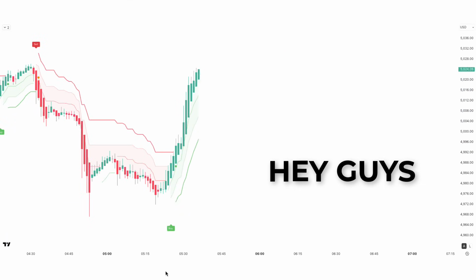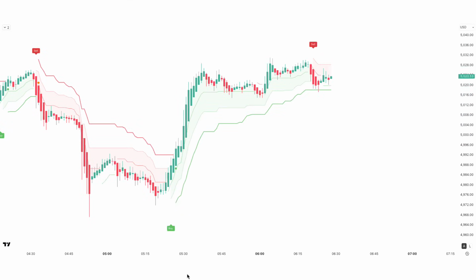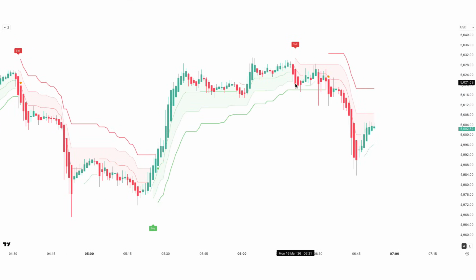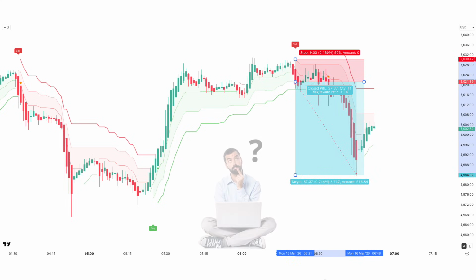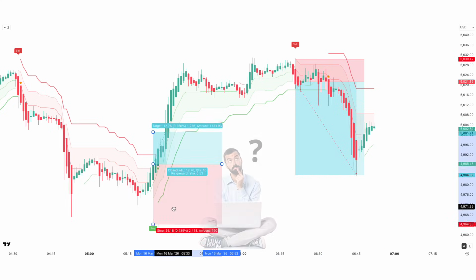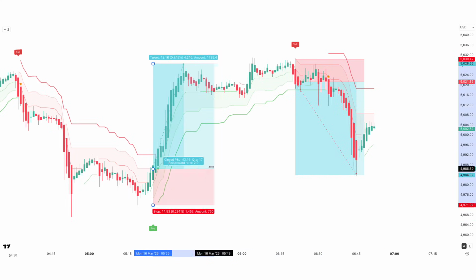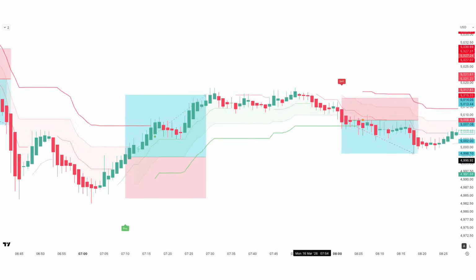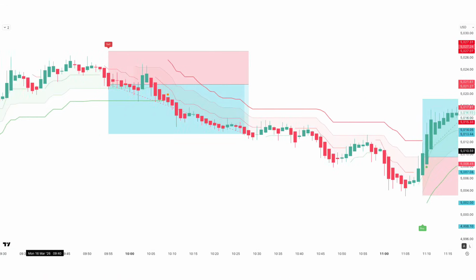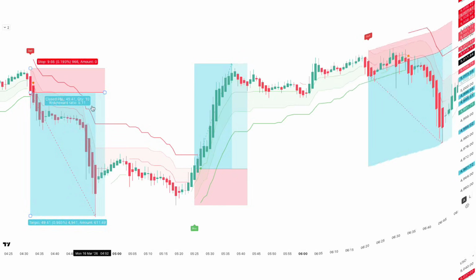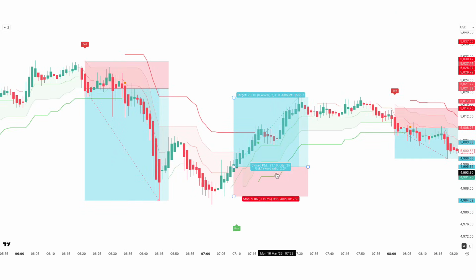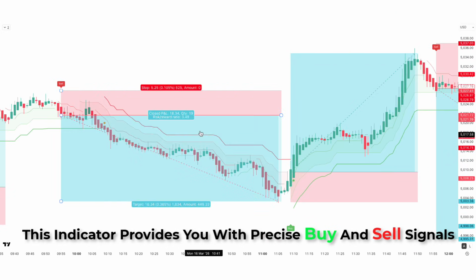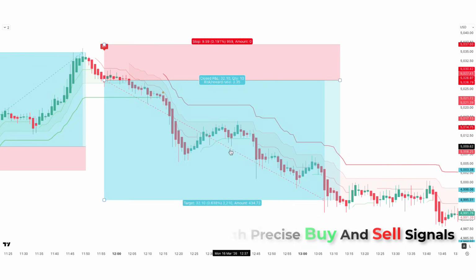Hey guys, entering the market isn't difficult. Making the right entry is. Most traders simply guess when to buy and when to sell, and that is precisely their biggest mistake. But the indicator I'm going to show you today doesn't guess, it tracks the flow of money. By identifying the actual pressure entering the market, this indicator provides you with precise buy and sell signals.